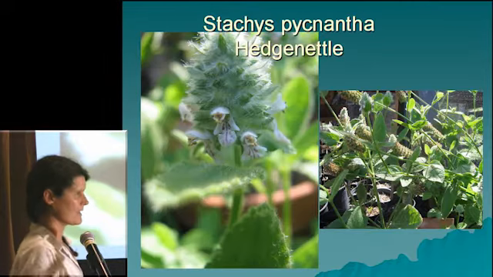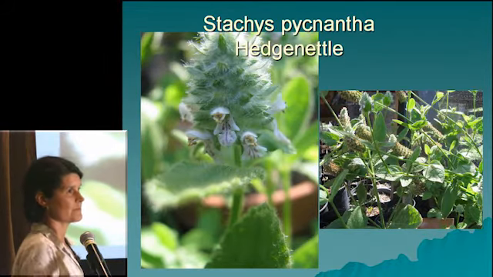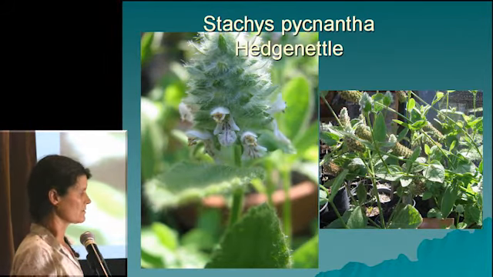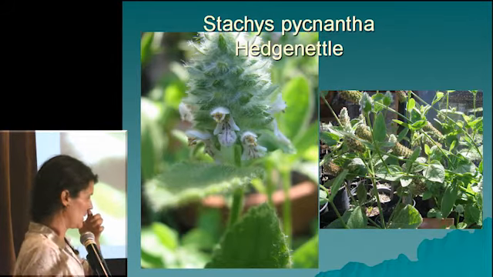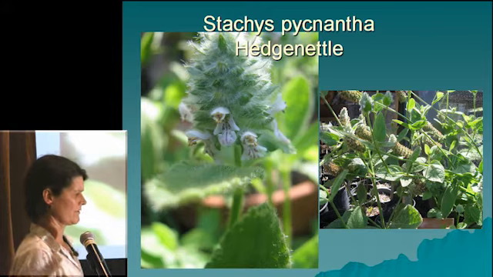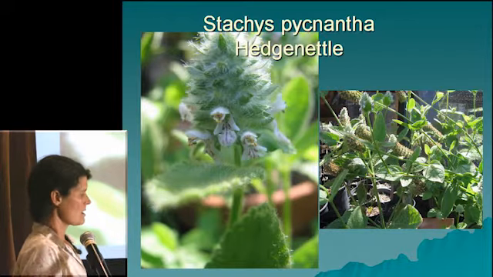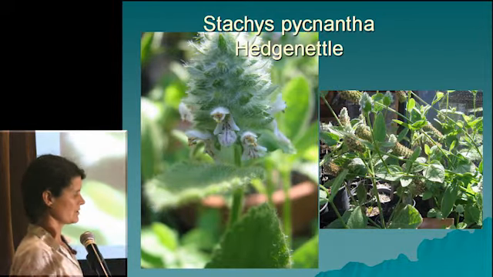And then Stachys pycnantha, which I don't know if too many people are familiar with. It grows in the shade. It's a hedge nettle, and it's pretty much evergreen. I'd say it's semi-deciduous. It also grows by rhizomes, so if you don't want it traveling too much, you need to pull it up, but the bees love it. I see bees on it all the time.